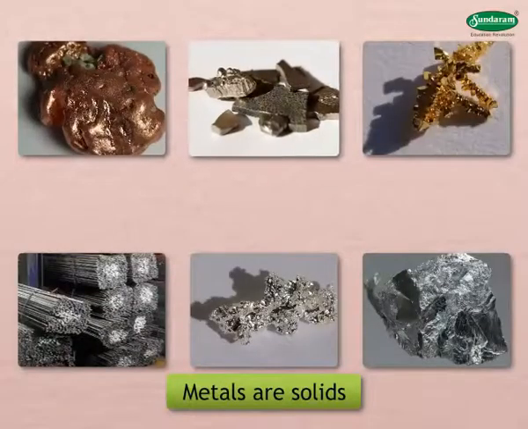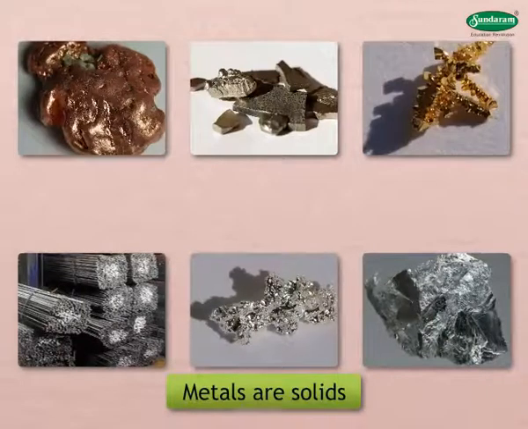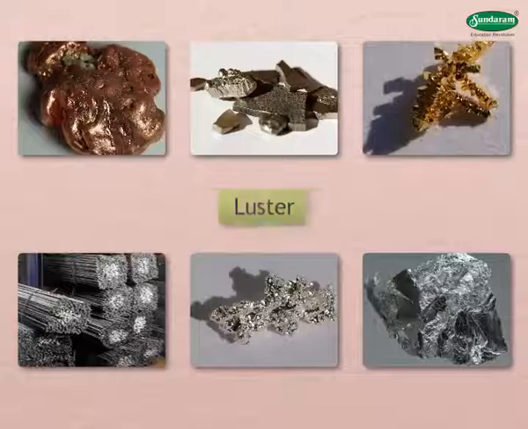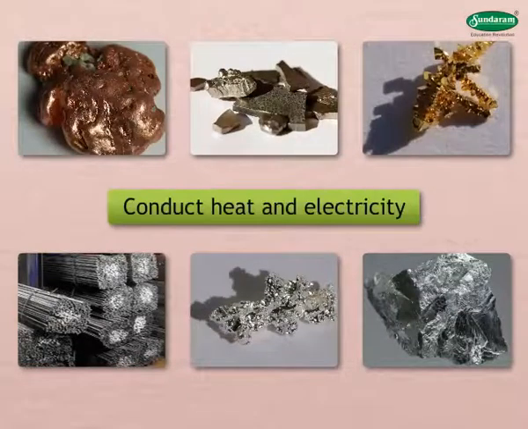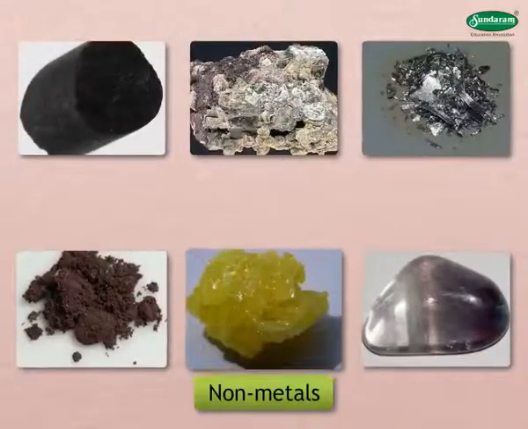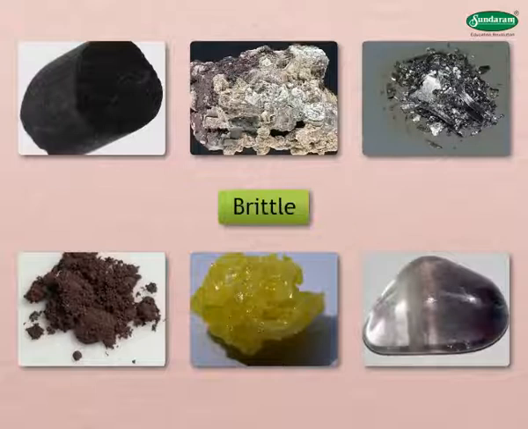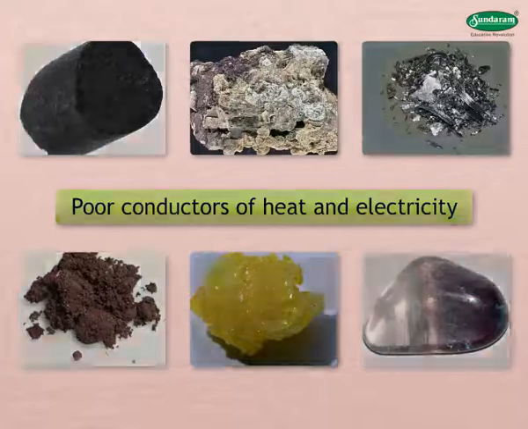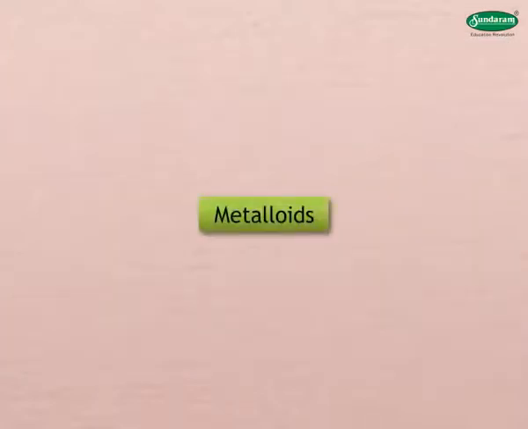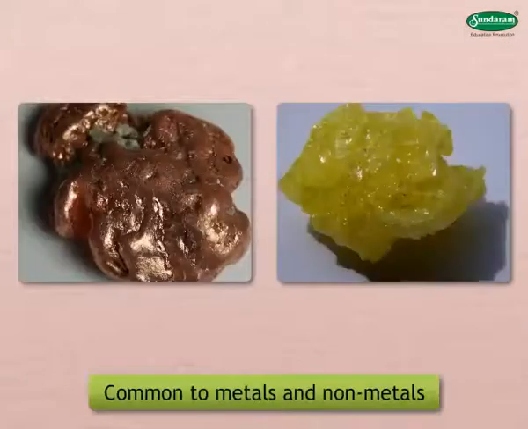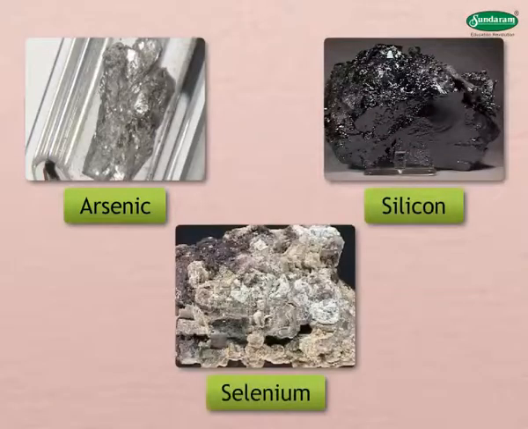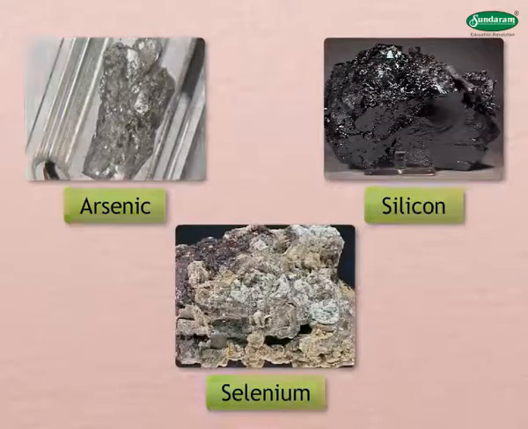Metals are generally solids with characteristics such as hardness, malleability, ductility, luster, and ability to conduct heat and electricity. Non-metals are generally non-lustrous, brittle, poor conductors of heat and electricity. Metalloids have characteristics common to metals and non-metals. Arsenic, silicon, and selenium are some examples of metalloids.